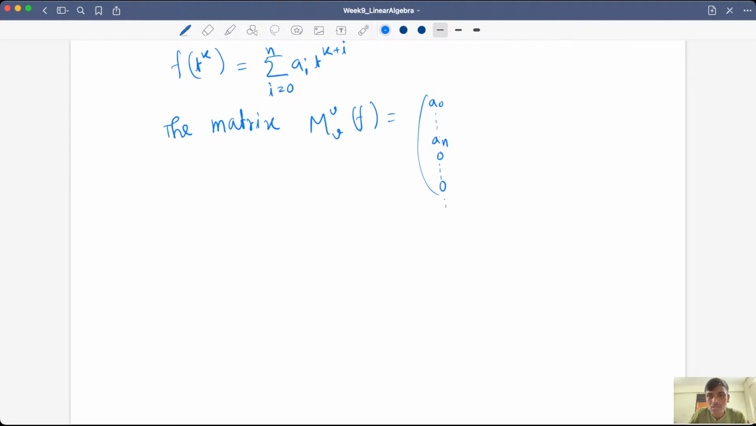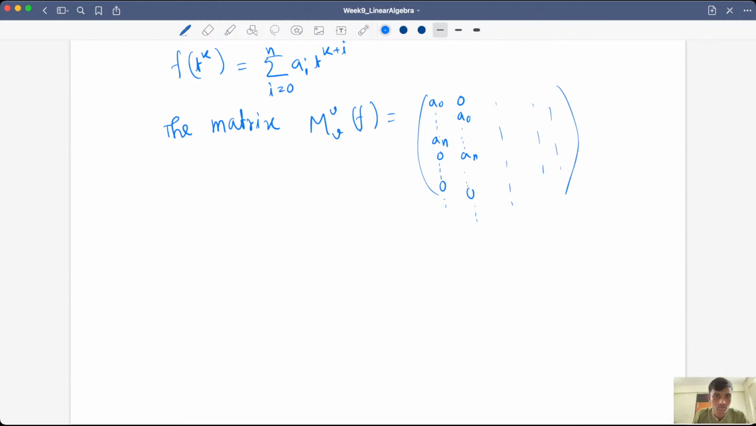And then for the next one, it will start with a_0 here, so a_0 here, then a_n, then again the remaining are all 0, and so on. It is like going like this.